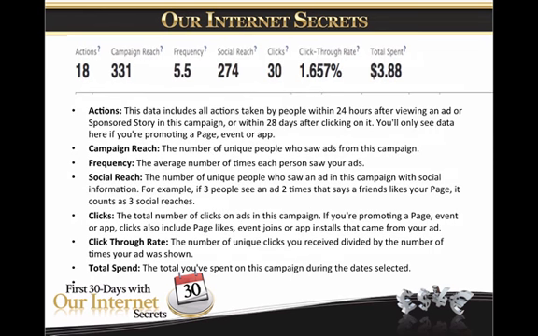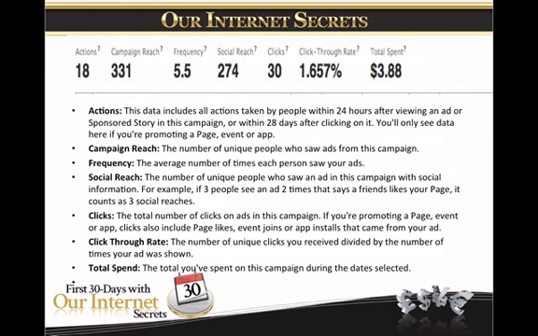So when we're looking at part of our page, we've got actions, campaign reach, frequency, social reach, clicks, click-through rate, and total spend. There's heaps of different variations in this, but one of the main things we want to look at is the actions. This includes all the data within 24 hours of someone viewing the ad, if they take some type of action on it, how many people it's going to reach, and the amount of times it reaches that person. So the frequency is that one individual person might see, for instance, in this example, the ad 5.5 times.